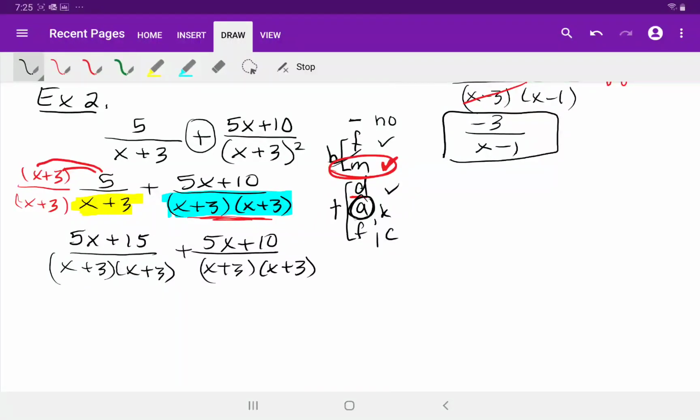So I add the tops. So add the tops means add the like terms. Okay, so I add the like terms. I add the 5x to the 5x, and then I add the plus 15 to the plus 10. That's plus 25.